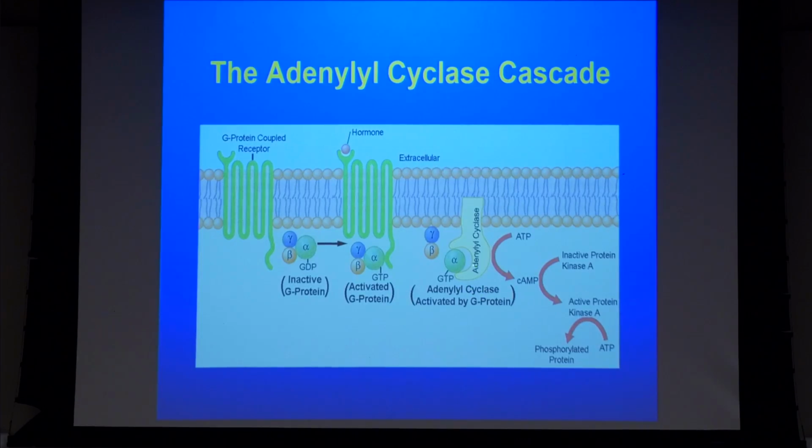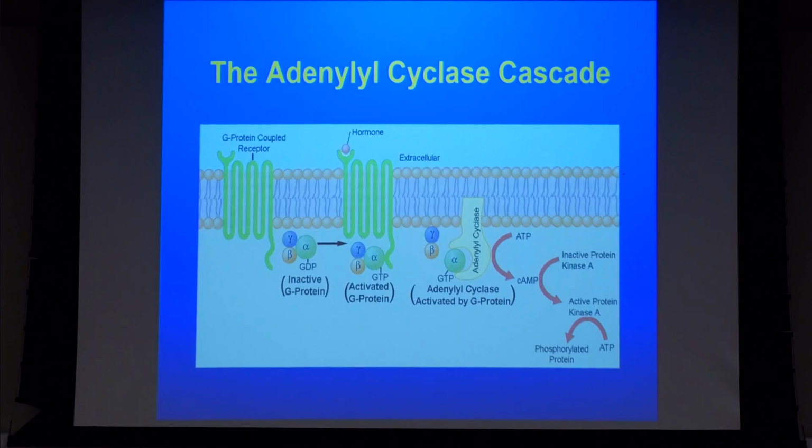This adenylyl cyclase drawing is not quite accurate here. Adenylyl cyclase crosses the membrane like 12 times, so it's an integral membrane protein. But what the adenylyl cyclase does is convert ATP to cyclic AMP. The cyclic AMP is now the important actor. The cyclic AMP activates protein kinase A, and this goes out and phosphorylates a whole bevy of different proteins.